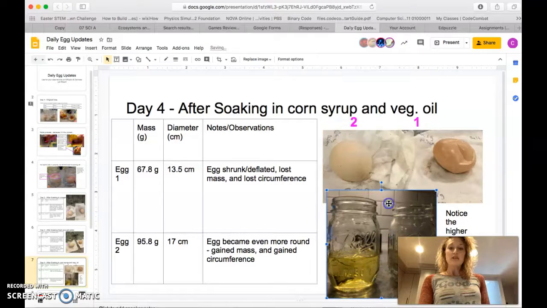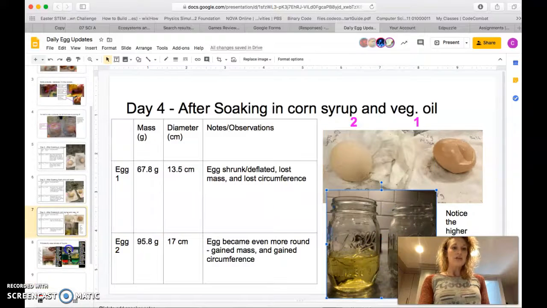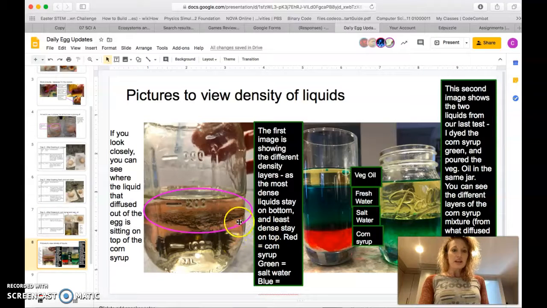And there's another image I want to show you on the next page. If we look here, this is the corn syrup, and if you look at it closely, you can see that there's this line of separation showing me what's pure corn syrup and what that extra stuff is that might have diffused into the corn syrup.